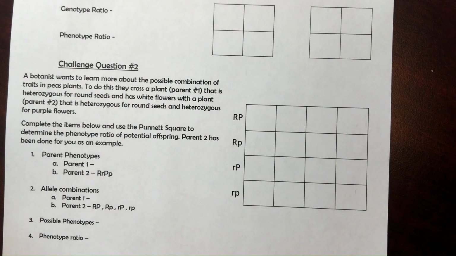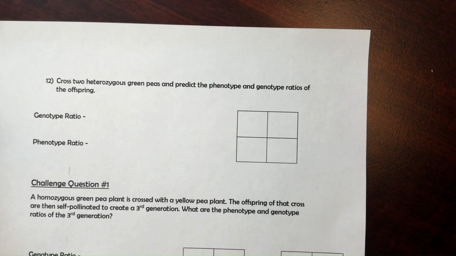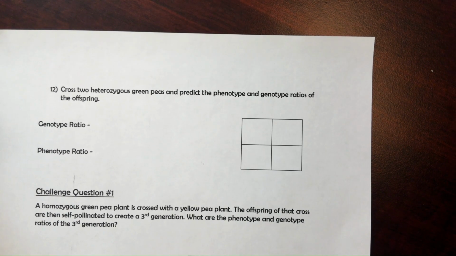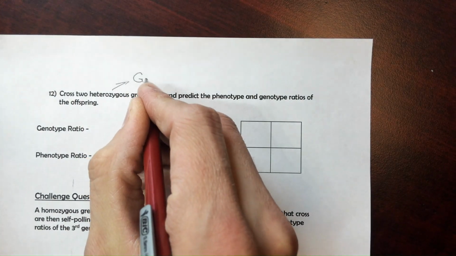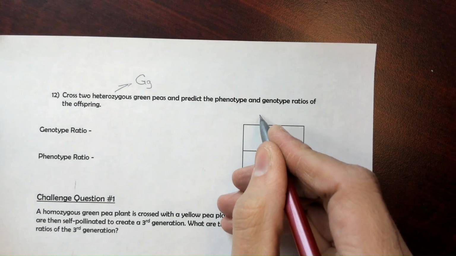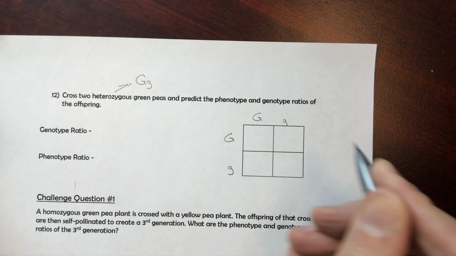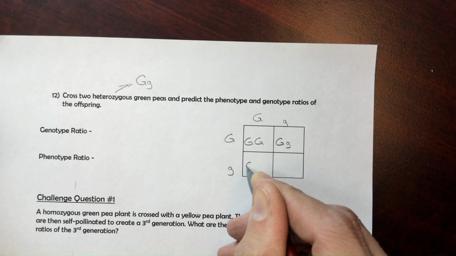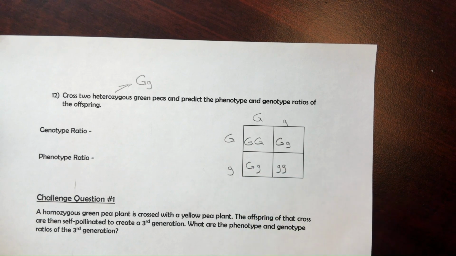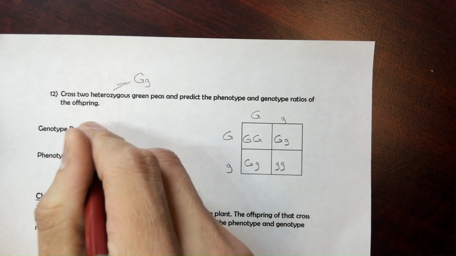And finally, we have one more scenario here, keeping it simple, and we'll move on to something more complex. So it says cross 2 heterozygous green peas and predict the phenotype and genotype ratios. So heterozygous, big G, little g, and both individuals are that way. We fill out the Punnett square. It looks like that. All right, now we have something a little more interesting with our genotype ratio.